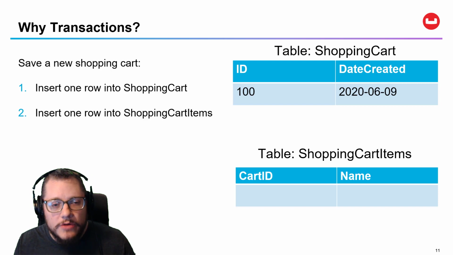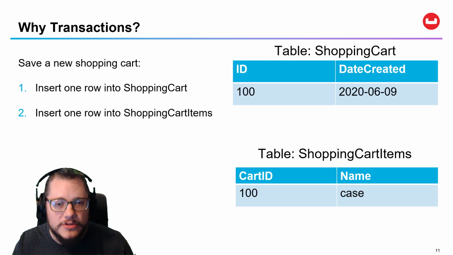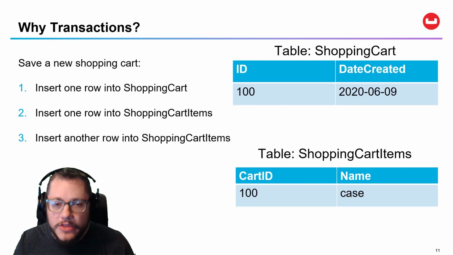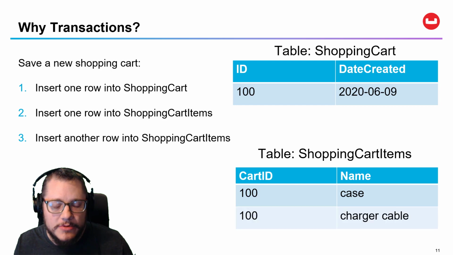We're going to insert one row into shopping cart items. So we've got that phone case that we bought. And the foreign key 100 points to that shopping cart 100. Insert another row into shopping cart items. This is the charger cable. Again, pointing to that shopping cart 100.